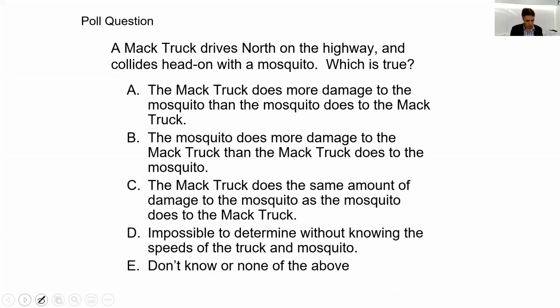Let's ask this question. A Mack truck, which is one of these great big dump trucks, drives north on the highway, maybe at 120 kilometers per hour. It's barreling along, and it has a head-on collision with a mosquito that's heading south. So which is true?